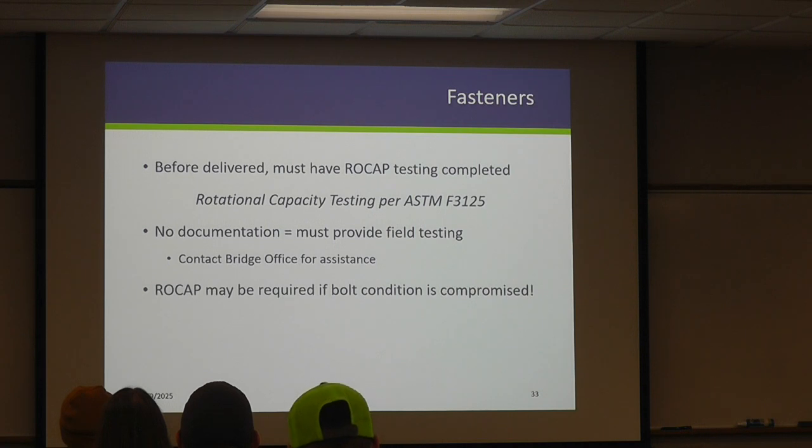With our fasteners, an important note that's been added to the spec book within the last 5 years is that everything has to have rotational capacity testing. This looks at the rotational capacity to make sure that the bolts are going to perform the way that they've been designed. The biggest takeaway for you folks is that if there's no documentation that this has happened, and it should be done by the supplier, it's got to be performed in the field before it gets incorporated into the structure. This is a long, onerous process, so it's really important to get ahead on this and make sure that it's been done prior to the bolts being shipped to site. If it's not, contact the bridge office. We can help you through this.